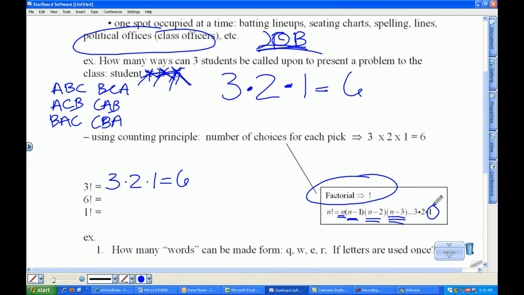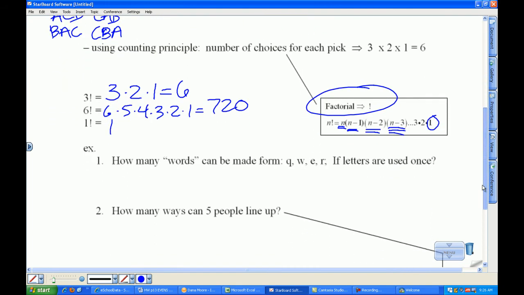6 factorial, 6 times 5 times 4. And you keep subtracting 1 from the previous number until you get down to 1. Well, 6 times 5 is 30, times 4 is 120, and so on, to 720. There is a factorial key on your calculator, and we will take a look at it Monday in class together. 1 factorial would just be 1. Since it starts at 1, there's really nothing to count down to.